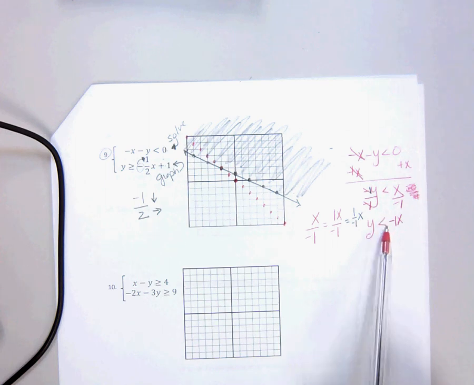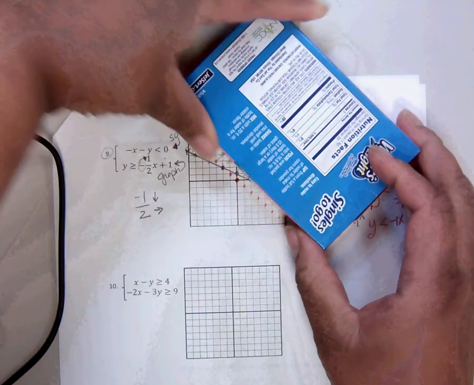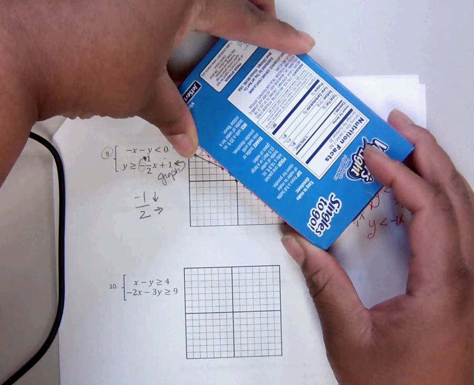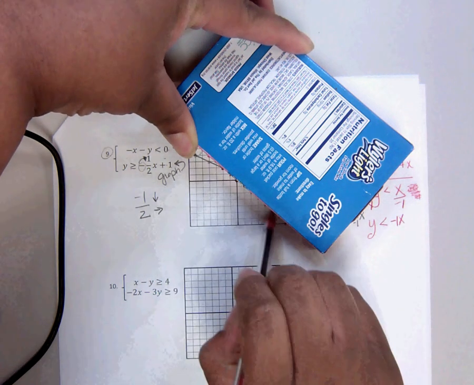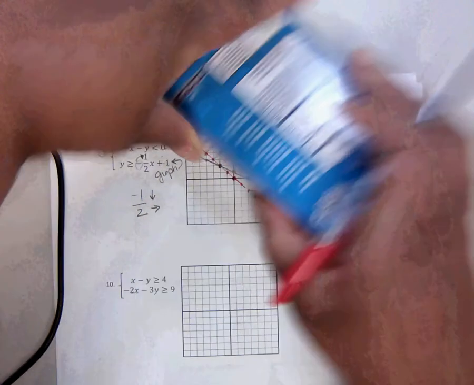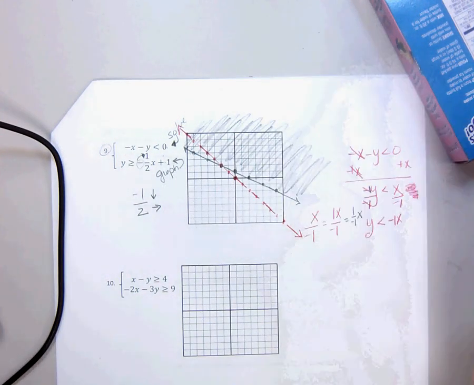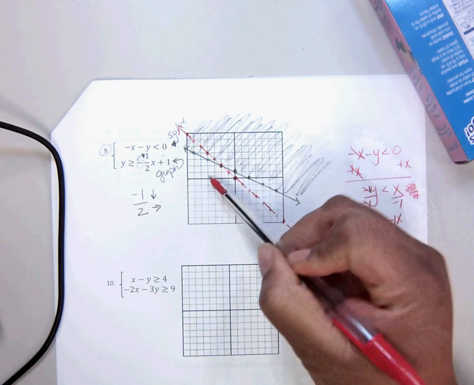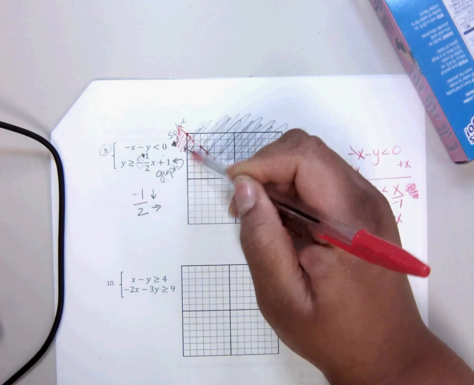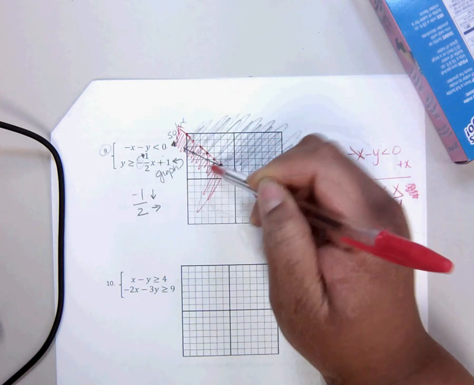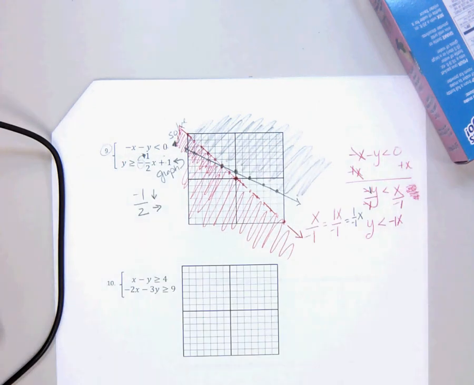It says less, so that means below. So dash line. We need a dash line. And we need to shade below. So I have to shade it not just from here, but I have to shade below the red line. That means all of that gets shaded. If you don't do that, you will miss the double shaded region, which is sneaky.